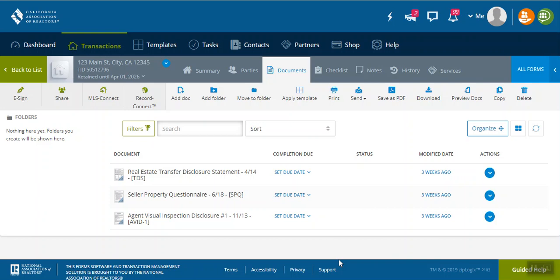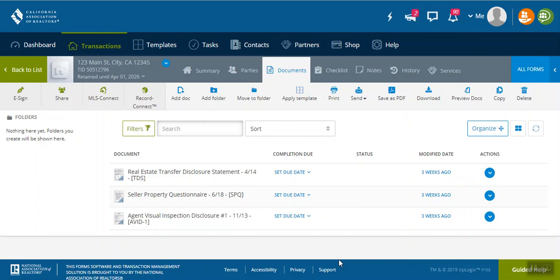In this video, we will be talking about disclosures which fit into the due diligence or investigative period of a real estate transaction. Specifically, we will be examining the Transfer Disclosure Statement, TDS, the Seller Property Questionnaire, SPQ, and the Agent Visual Inspection Disclosure, AVID. There are numerous disclosures involved in any residential transaction that need to be provided to the buyer in a timely manner.